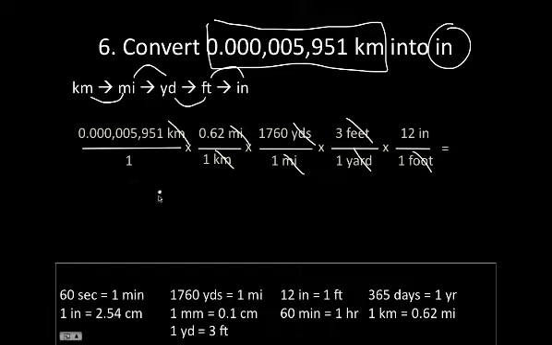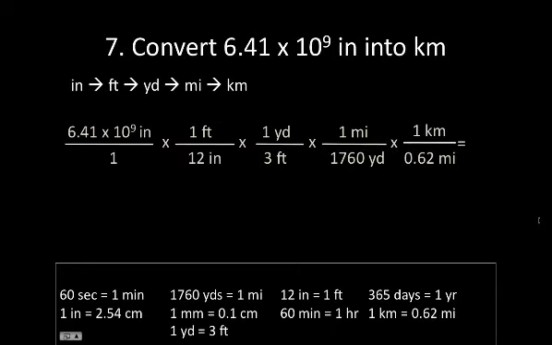Once you do that, the bottom is looking pretty easy. Everything on the bottom is 1. So to solve this problem, take everything on the top and multiply it together. This number times this number times this number times this number times this number. And you're going to get 0.23 inches.